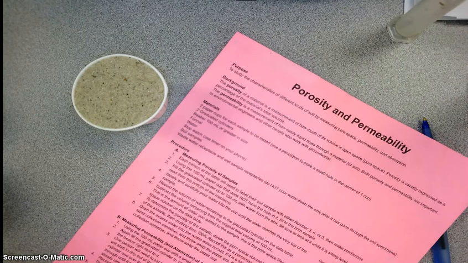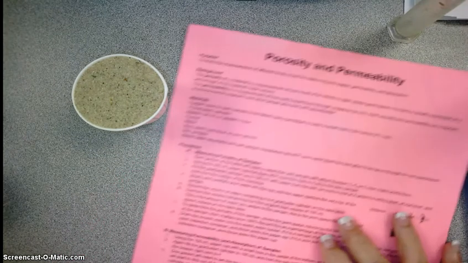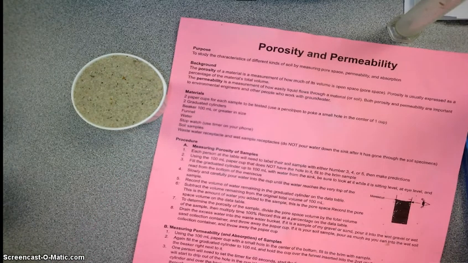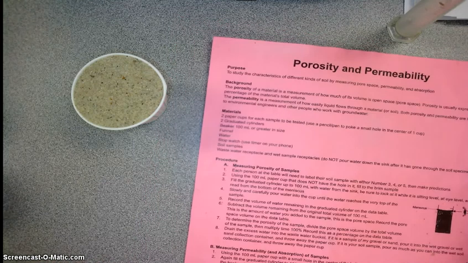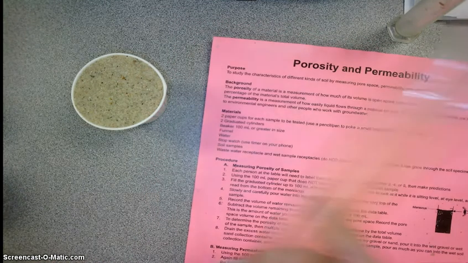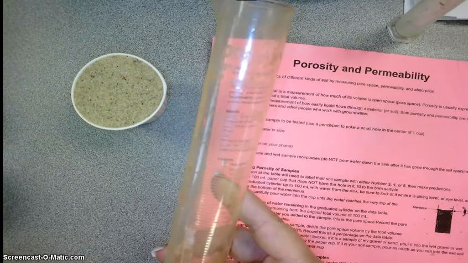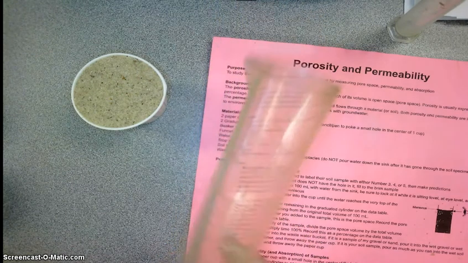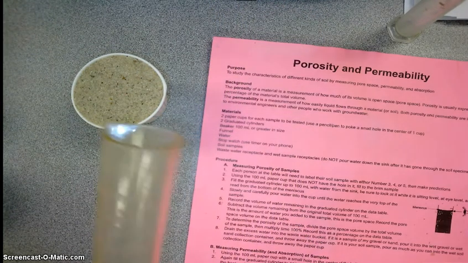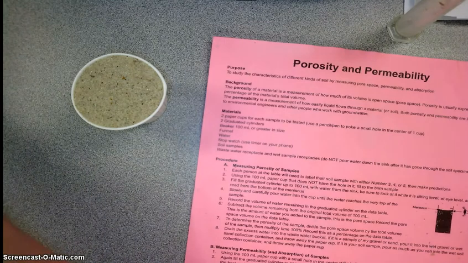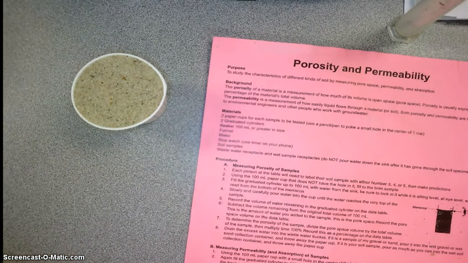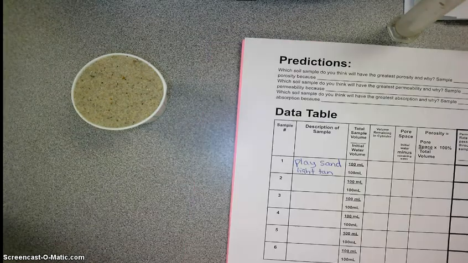We would say this cup is full, but we know that porosity means there is space in between all of those grains of sand. And so we're actually going to fill up our graduated cylinder with 100 milliliters of water. So then we're going to see how much space is in between each of these grains of sand by seeing how much water we can put in there.